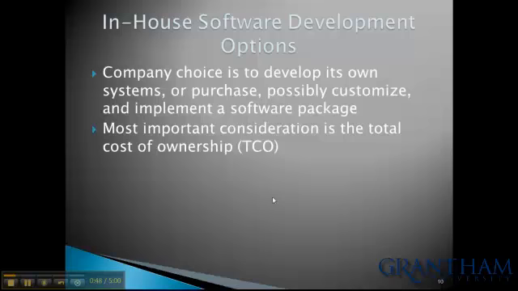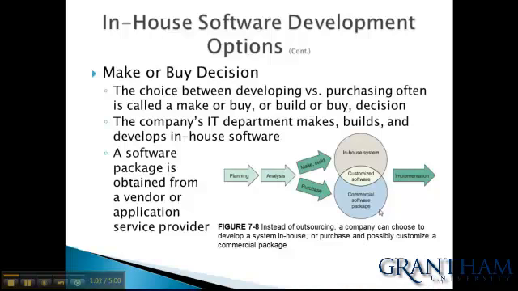A company's choice is to develop its own software or purchase, customize, and implement a software package. The most important consideration is the total cost of ownership. When you're looking at purchasing software, you have to ask, should I make or buy? The choice between developing versus purchasing is often called a make or buy, or build or buy, decision. The company's IT department makes, builds, and develops in-house software. A software package is obtained from a vendor or application provider.